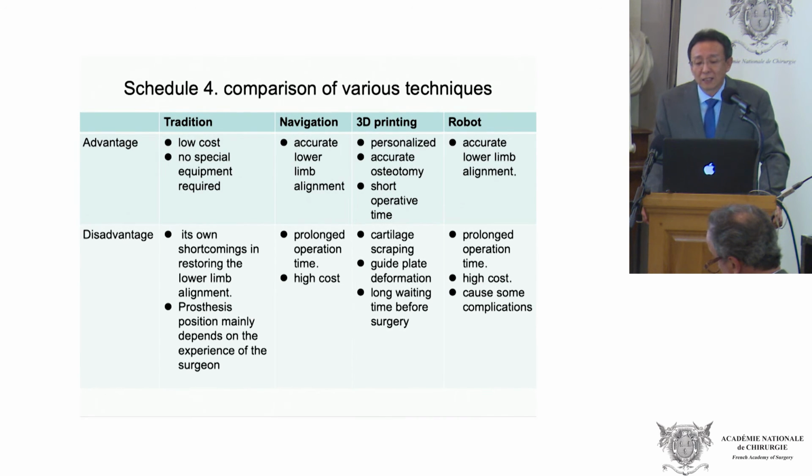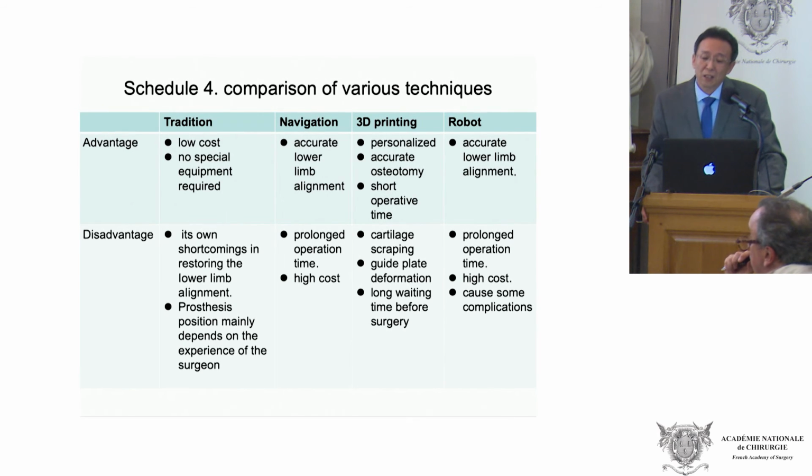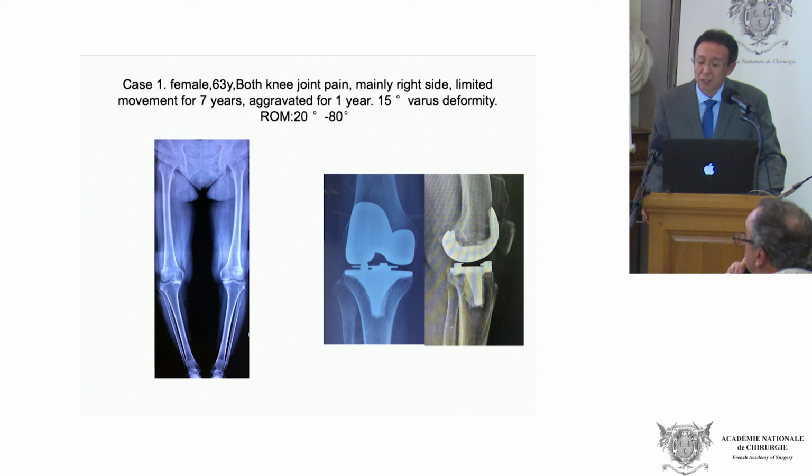The 3D printing advantages are personalization, accuracy, and short operating time. Disadvantages: cartilage scraping and guide plate deformation, and the long waiting time before surgery. The robot advantage: accurate lower limb alignment. Disadvantages: prolonged operation time, high cost, and some complications.